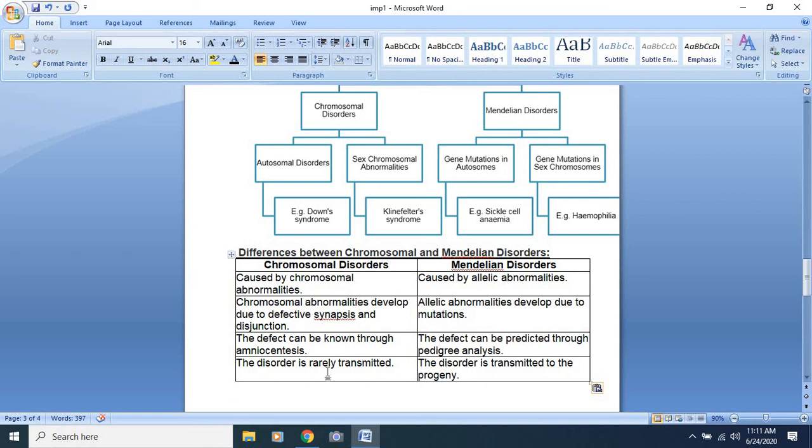So through that analysis only, Mendelian disorders can be known. Chromosomal disorders are rarely transmitted from parents to the next generation, whereas the Mendelian disorder is transmitted to the progeny, from parents to the next generation, easily. So these are the basic differences between chromosomal and Mendelian disorder. I hope this question is clear to you. First you have to draw the chart between the Mendelian and chromosomal, and then you have to sort out the differences between chromosomal and Mendelian disorder.